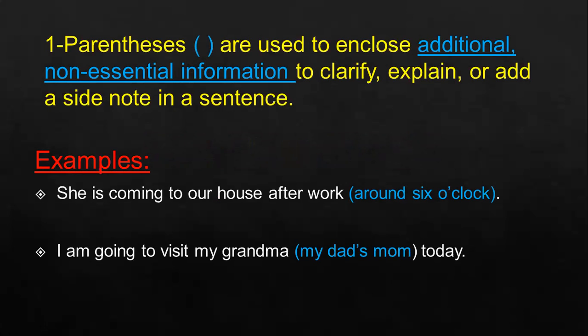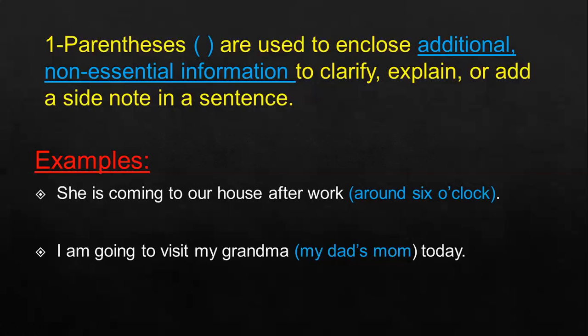Parentheses are used to enclose additional non-essential information, to clarify, explain, or add a side note in a sentence. Like this: she's coming to our house after work (around 6 o'clock). Around 6 o'clock is an additional piece of information. It's non-essential. We can leave it out and the sentence will still be okay. She's coming to our house after work. The part in the parentheses is not very important.